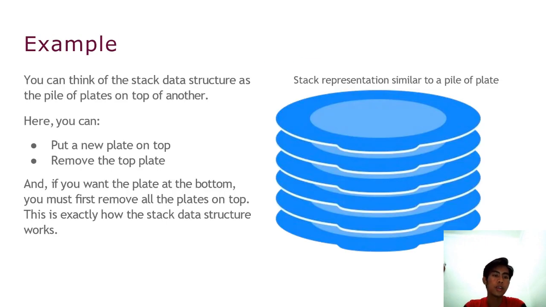For example, you can think of the stack data structure as a pile of plates on top of another. Here you can put a new plate on top, remove the top plate, and if you want the plate at the bottom, you must first remove all the plates on top. This is exactly how the stack data structure works. You can see here a stack representation similar to a pile of plates.